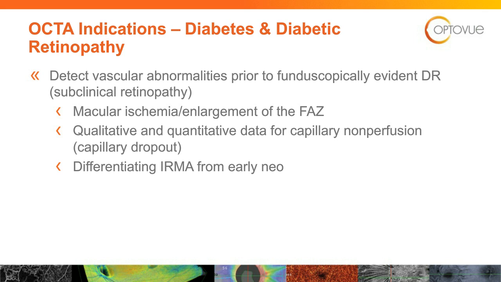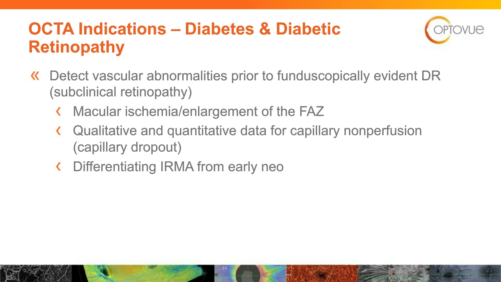The other thing is qualitative and quantitative data: capillary dropout, non-perfusion, losing some of those capillaries. We can't see the capillaries in the macula. We can't see the capillaries in the fovea. They're too fine to see. We can image them with fluorescein. The downsides are the injection and other downsides, as we've talked about. To be able to image that in a matter of seconds and be able to see ischemia, non-perfusion, capillary dropout is certainly key.